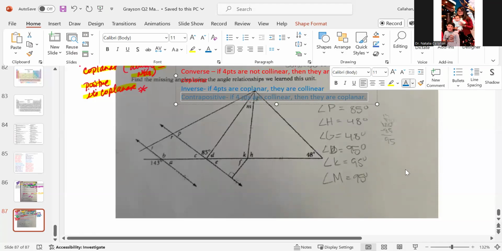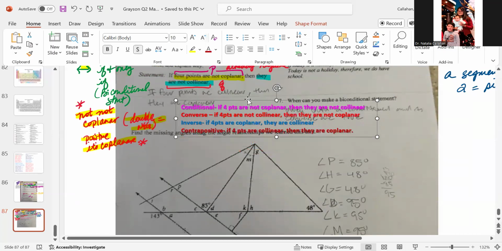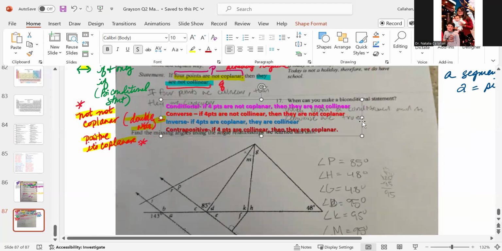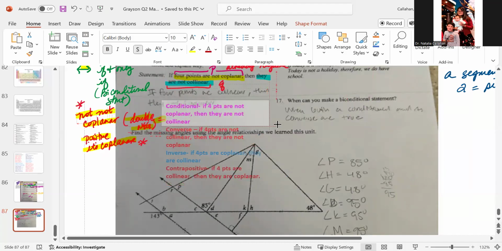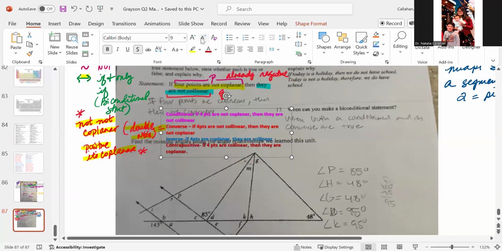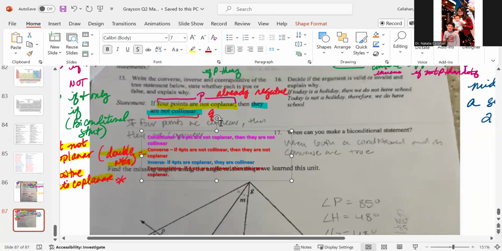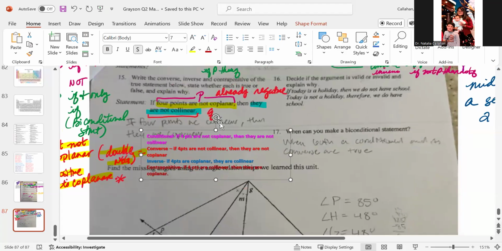All right. Now that we're done with everything here, let's take a look and see what we have next. And it says write the converse and inverse of those true statements below. State whether each is true or false, and explain why. So we do have to explain. Okay, so do you need some extra paper right there? Or maybe you'll write it down here and just draw an arrow.